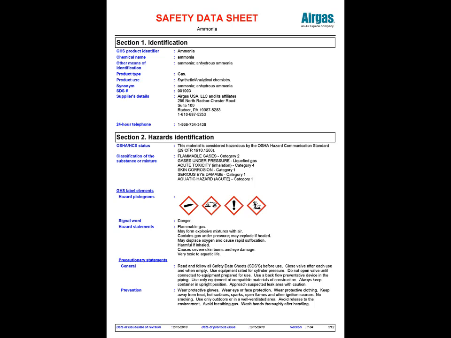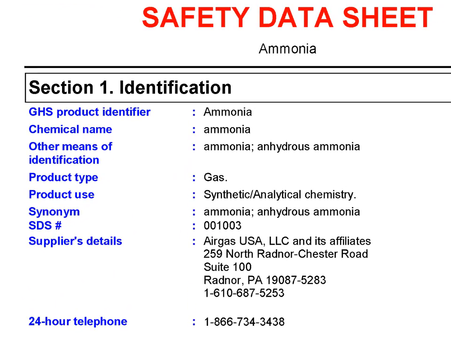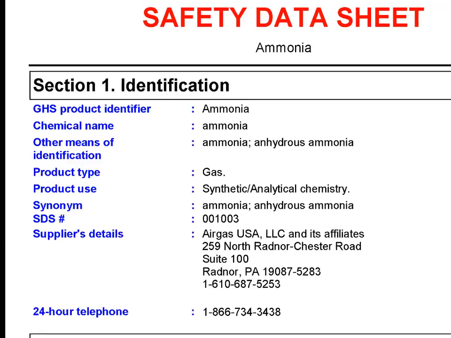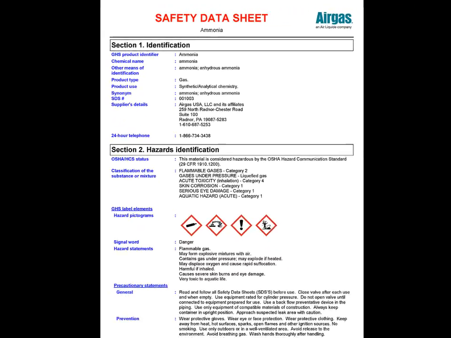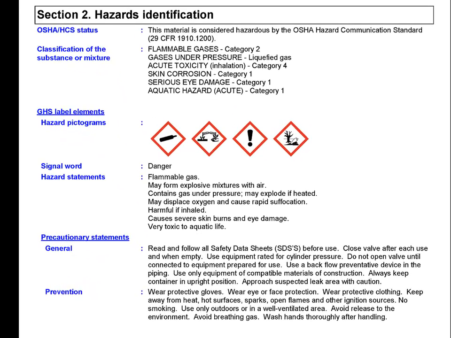Now let's take a few minutes and review the SDS for ammonia to finish up our hazards training. So as we look at the SDS for ammonia, Section 1 provides identification information, including the name of the chemical and the supplier name and number in case we need to contact them. Section 2 of the SDS provides hazards identification.